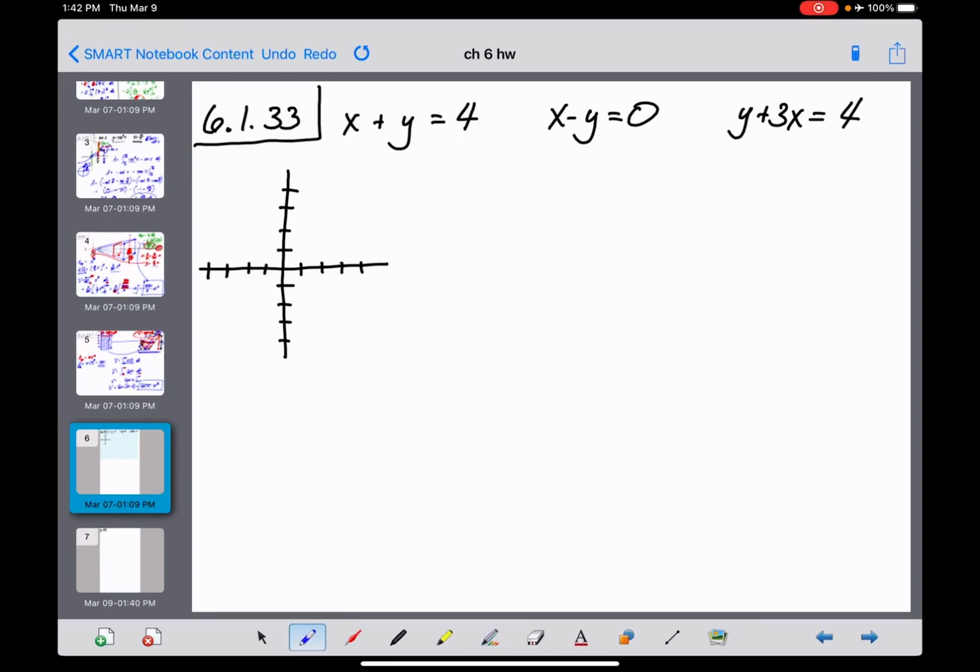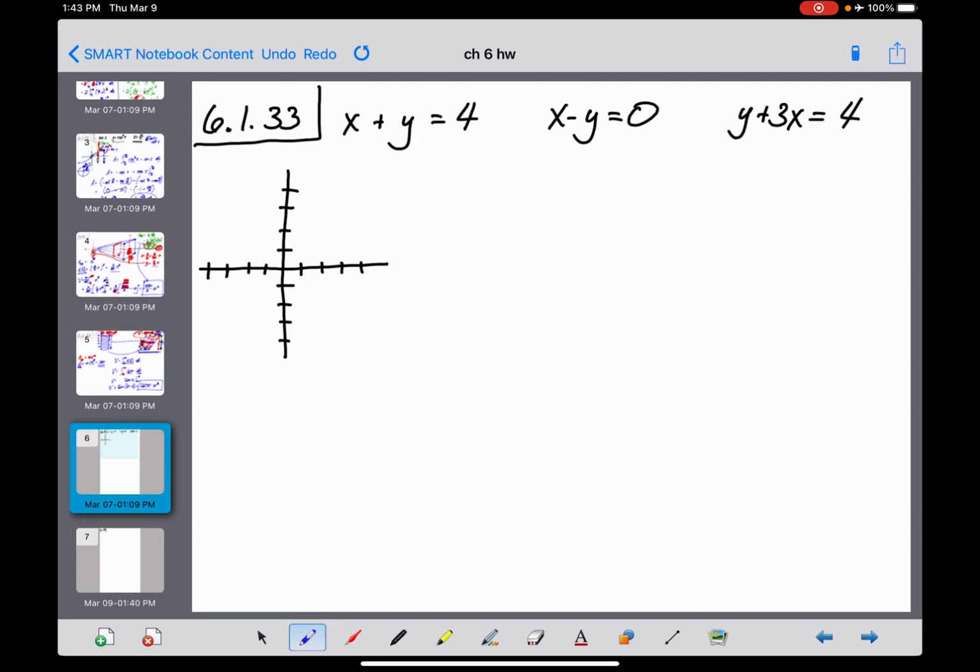Problem 33 is asking us to find the area defined by these three equations that they've given us, all of which are linear functions. So I'm thinking if we're drawing three lines right here, and I believe their slopes are all different, we should end up with a triangle. Let's take a look at what we've got.